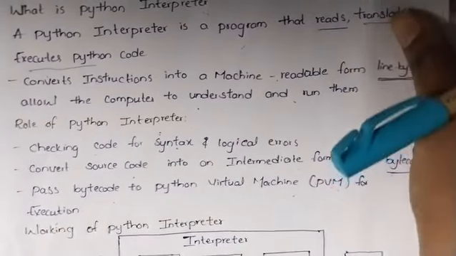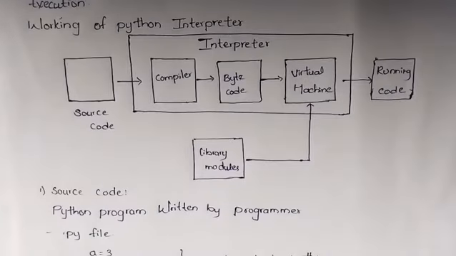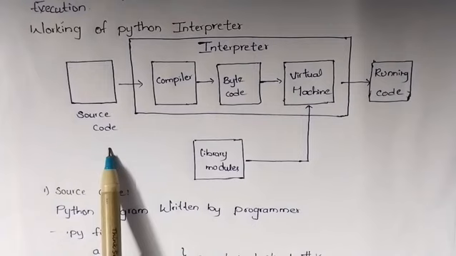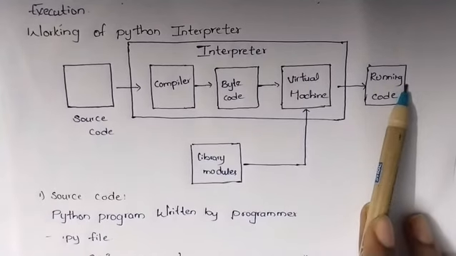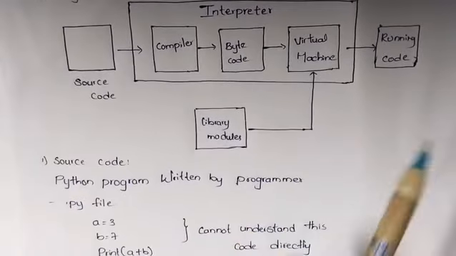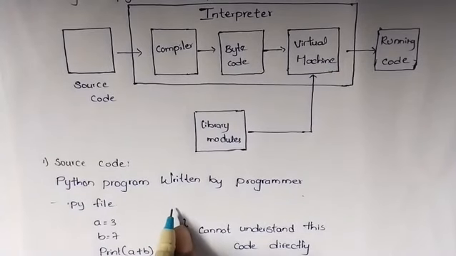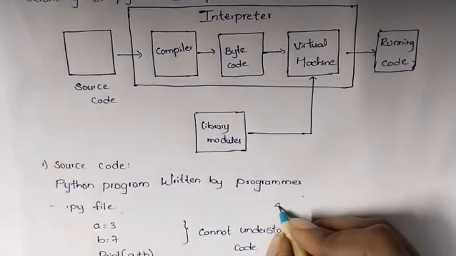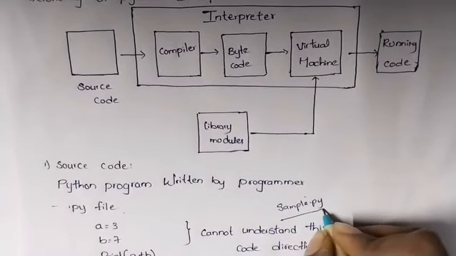Okay, next, let us understand the working of the Python interpreter. Initially, it takes a source code. Source code is entered into the interpreter, and it gives the output. First, source code means the code written by the programmer. The Python code which is written by the programmer is stored with the extension .py, for example Sample.py. In this way, we can save the files.